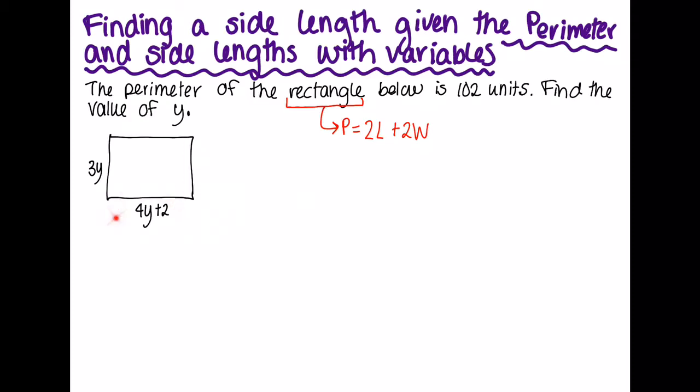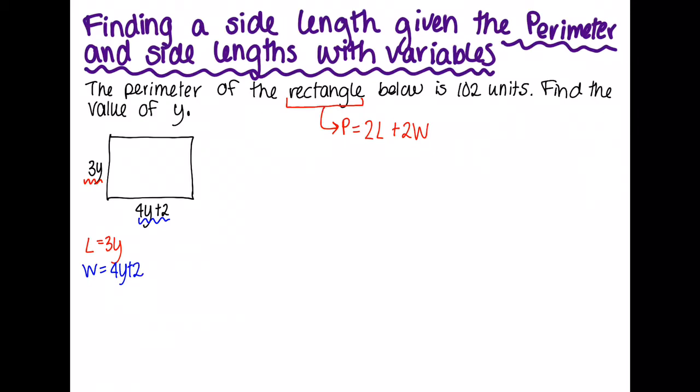You could do that. You could say, well, if this is 4y plus 2, this is 4y plus 2. If this is 3y, this is 3y, and then add up all of those things, but it's a little bit more tedious. So this formula gives us a little bit of a shortcut. So if I go ahead and make a decision, let's call this guy right here my length. So I'll say my length is equal to 3y. That would make this guy here my width. So my width would be equal to 4y plus 2.